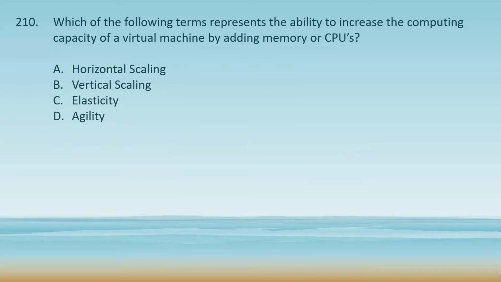Which of the following terms represents the ability to increase the computing capacity of a virtual machine by adding memory or CPUs? Your options are horizontal scaling, vertical scaling, elasticity, agility. The term that represents the ability to increase the computing capacity of a virtual machine by adding more memory or CPUs is vertical scaling. Vertical scaling is also called scaling up. It involves increasing the resources such as CPU, memory, or storage of an individual machine to handle increased load. This is in contrast to horizontal scaling, which involves adding more machines to distribute the workload. Elasticity, on the other hand, is a broader concept that involves the ability to automatically scale resources up or down in response to changing demand.